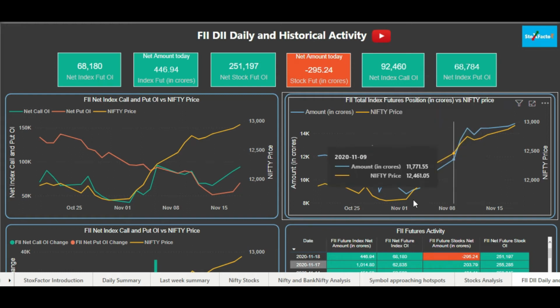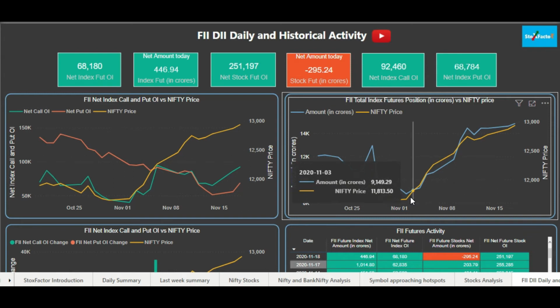You can see that since November 1 the trend reversed, and you can track this on a daily basis: as the Nifty is increasing, you can check whether the big players or the FIIs are making long positions on the index or not. Separately, we can also check on another page, Nifty and Bank Nifty analysis, whether there are long positions in the index or not, and you can correlate it with this graph whether those long positions are made by the FIIs or not.